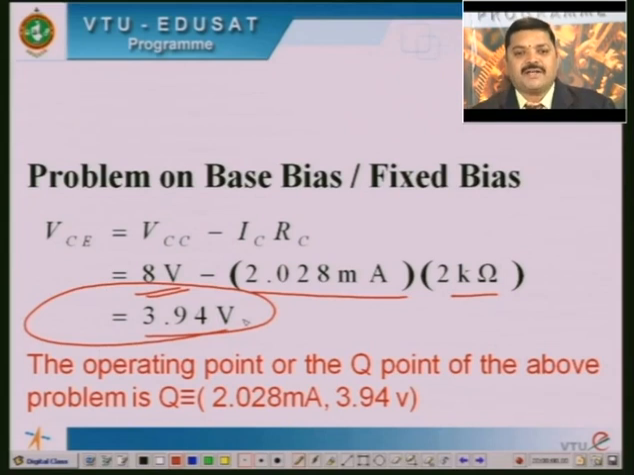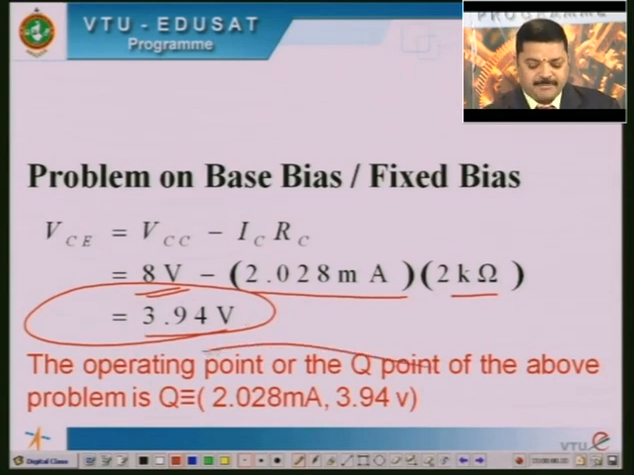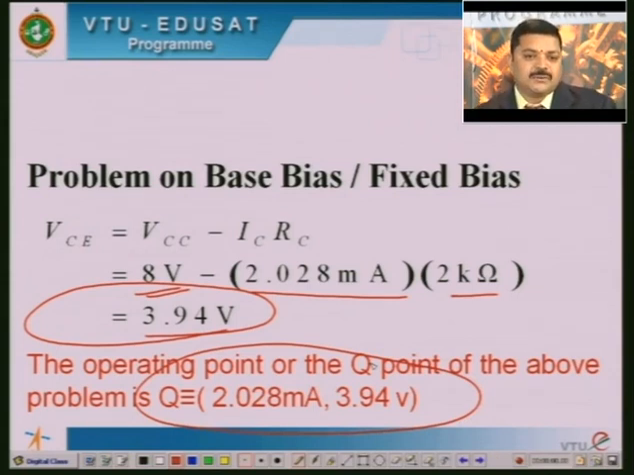So, what is the operating point? We obtained the IC value and the VCE value for this problem. The operating point or the Q point of the above problem will be an ordered pair of IC and VCE, which is represented by Q. Q is equal to 2.028 milliamps comma 3.94 volts, which is the operating point for the given problem.